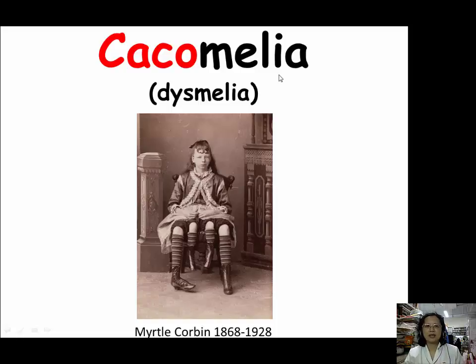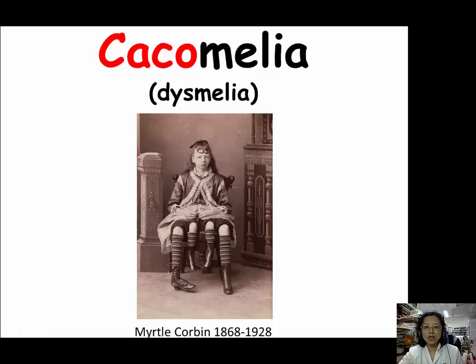And as you can see in this PowerPoint, this lady, Myrtle Corbin, was born in 1868 and died in 1928. She was born a dipygus. This refers to the fact that she has two separate pelvises side by side from the waist down as a result of her body axis splitting as it developed.